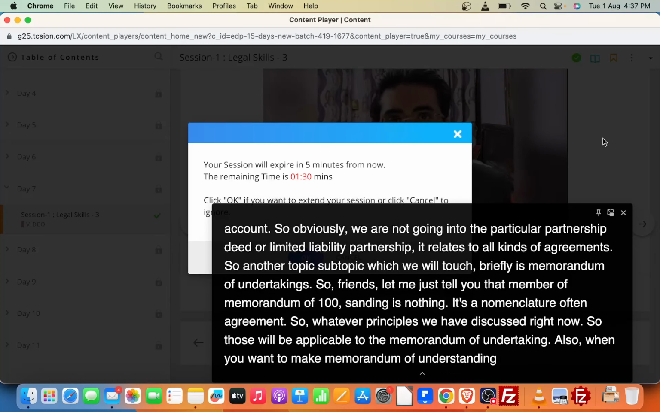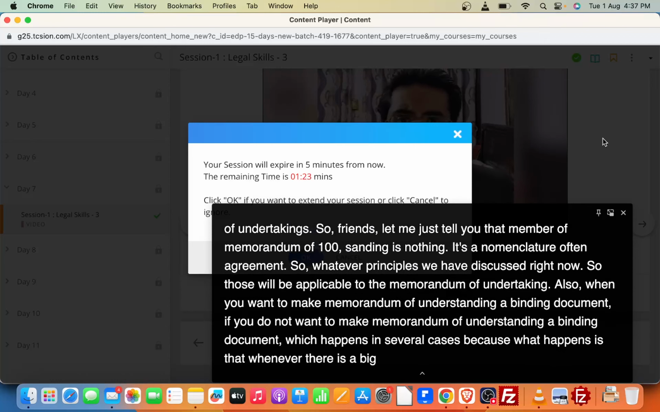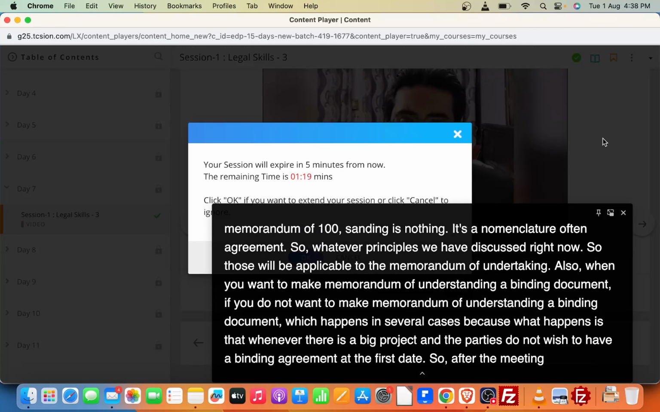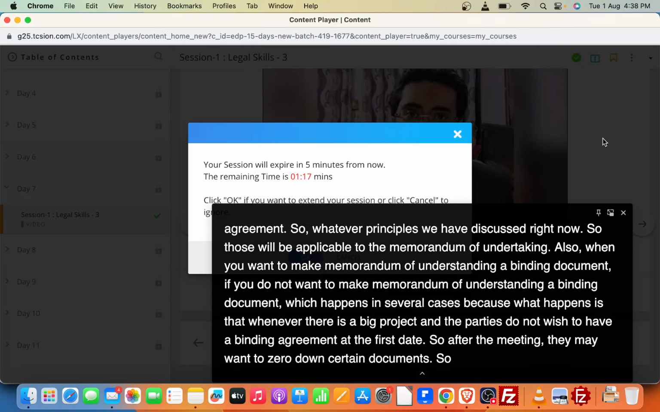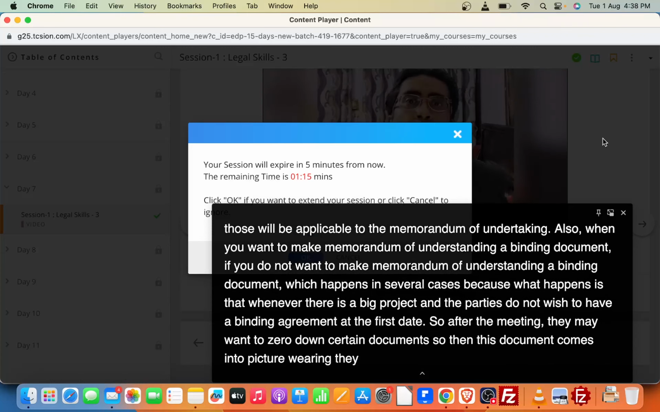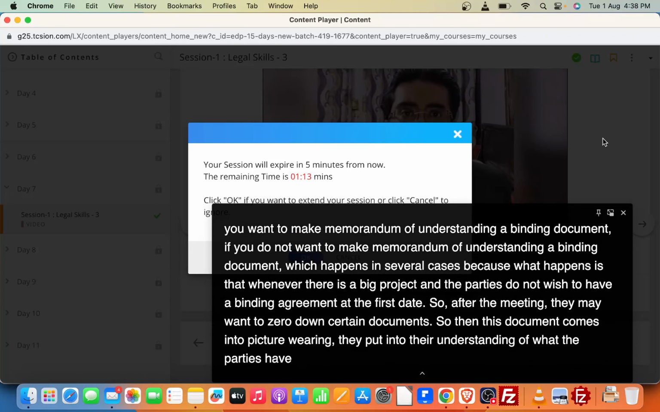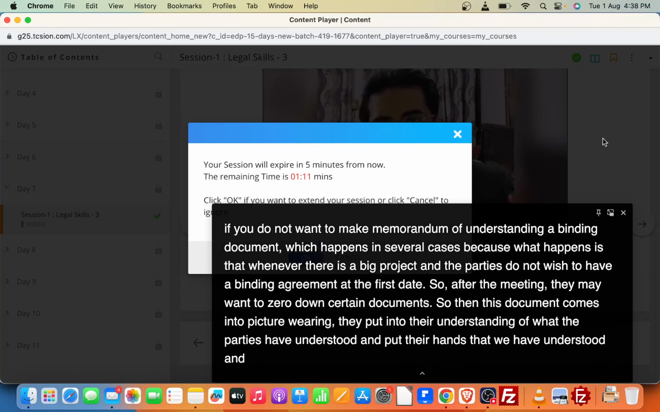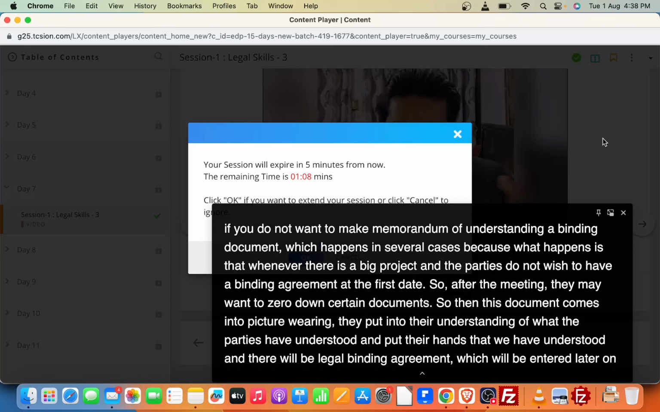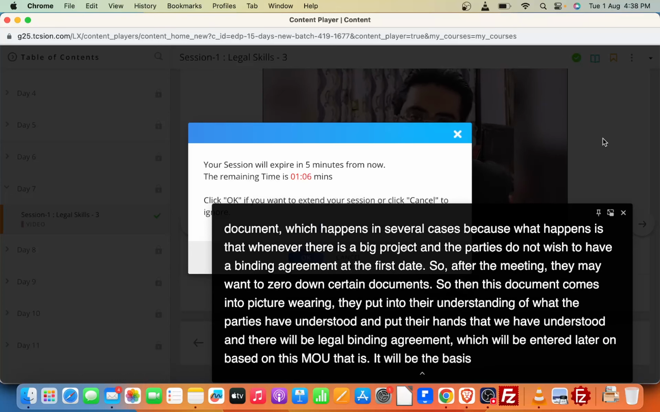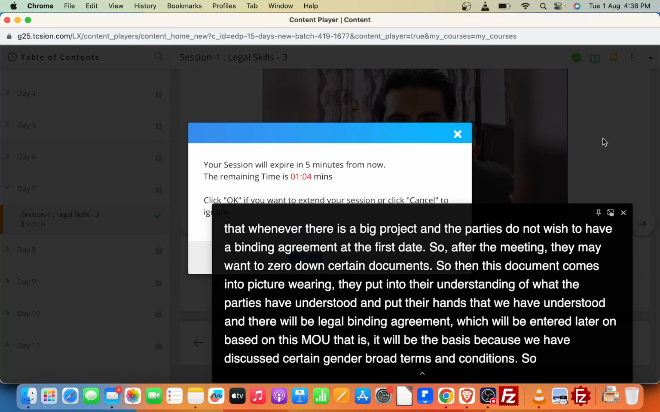If you do not want to make a memorandum of understanding a binding document, which happens in several cases, because whenever there is a big project and the parties do not wish to have a binding agreement on the first date, after the meeting they may want to narrow down certain documents. Then this document comes into the picture, wherein they put down what the parties have understood, and there will be a legally binding agreement entered into later based on this MOU. That is, it will be the basis, because we have discussed certain general broad terms and conditions. So you cannot enforce such MOUs.